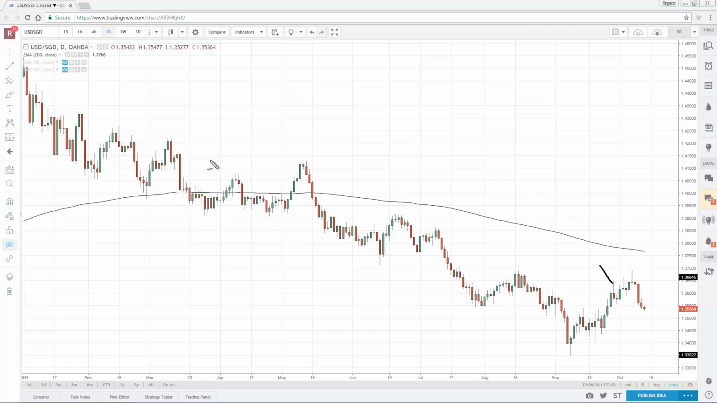Let me see where else. This is another shooting star. Price has opened here, then it went all the way up higher, only to get rejected and finally close near the lows. So these are a couple of examples of what a shooting star looks like.